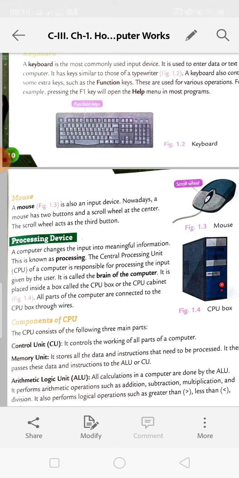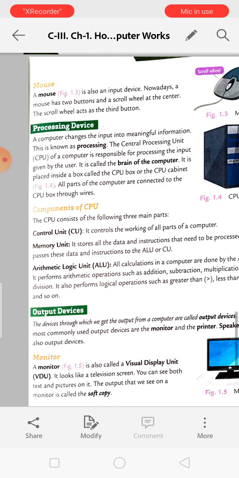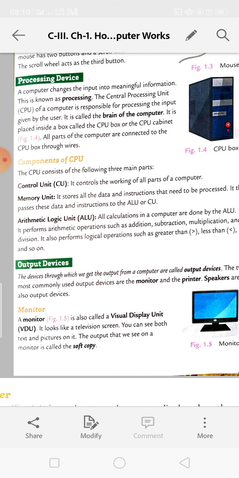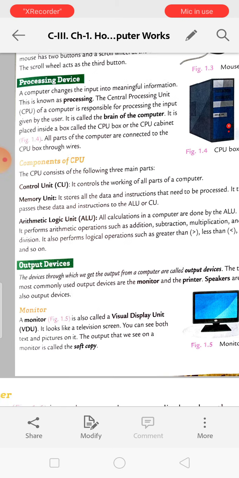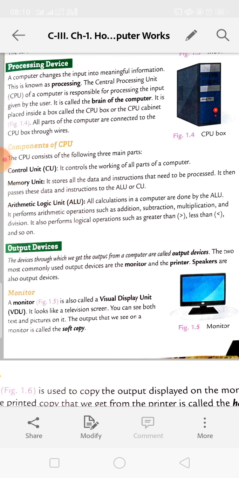All parts of the computer are connected to the CPU box through wires. So the CPU box is connected with wires. That means the mouse, the monitor, these things are connected with each other through wires. The CPU consists of the following three main parts.